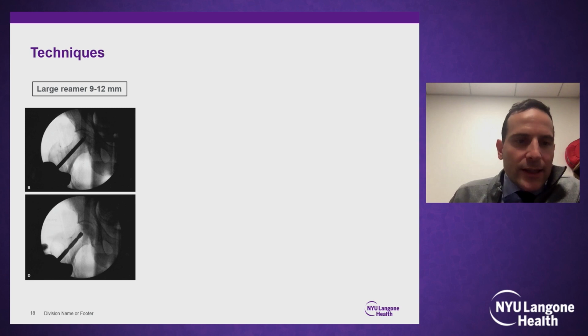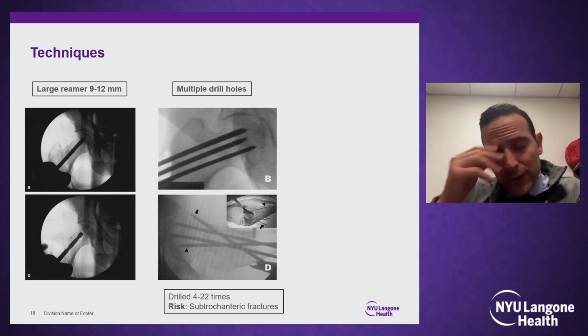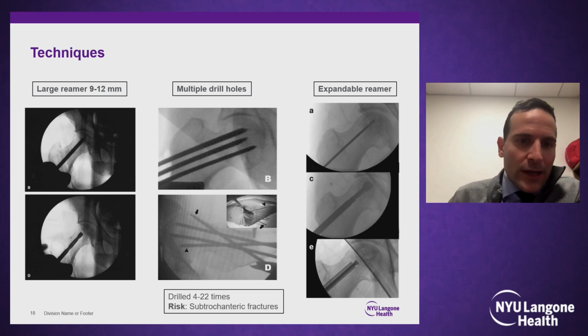So as far as techniques, as we saw, you have your standard core reamer. The problem with this is 9 to 12 millimeters, pretty big, and it is going to leave a big hole on the lateral cortex. You could do multiple drill holes. This has been popularized by Michael Mont. Issues with subtrochanteric fractures in these. A lot of Swiss cheesing of the proximal femur. Sometimes recommended drilling 4 to 22 times. So perhaps a little too much of a good thing.